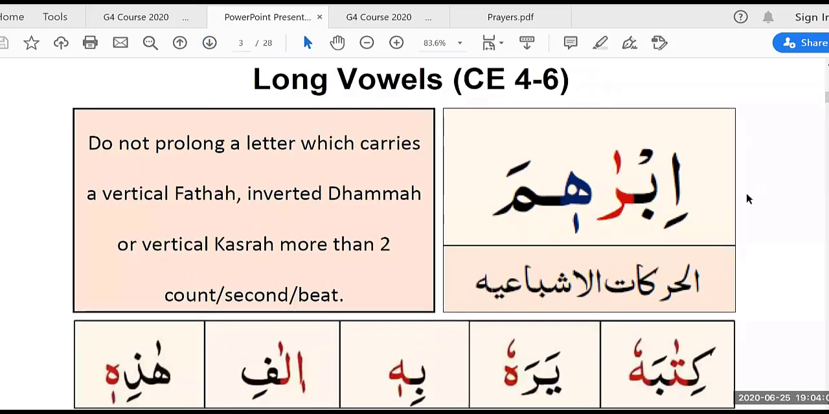So the next lesson was about long vowels. And the rule for long vowels is that we do not prolong a letter which carries a long vowel, so a vertical fatha, inverted dhamma, or vertical kasra, more than 2 seconds, counts or beats. And they are also known as fatha ishbaiya, kasra ishbaiya, and dhamma ishbaiya.